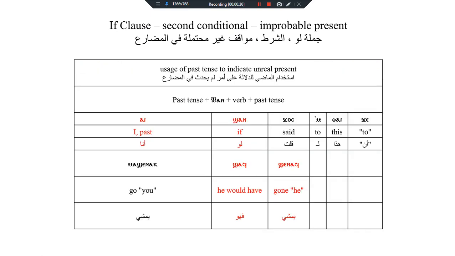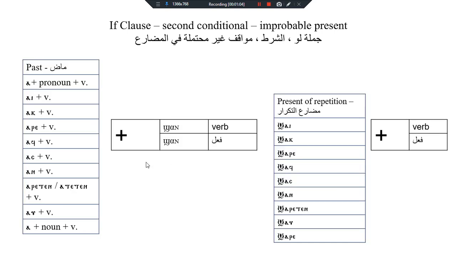So we have here the construction with shan. Ayşen goes in 5G machinak shafshinav. If I said to this go, he would have gone. So we have here used the past tense I, then we have used shan, then in the second part of it we have used the present of repetition. So we can conclude that we can use the pronouns in the past tense followed by shan followed by the verb, and we can use the present of repetition plus the verb, the conjugation of the present of repetition plus the verb.